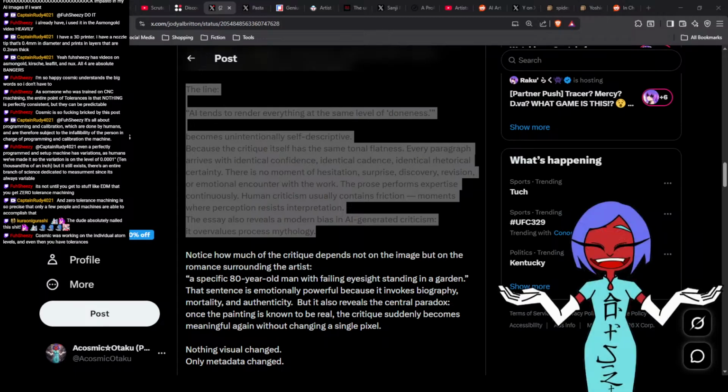Fushigi says, Cosmic was working on the individual atoms level, and even then you have tolerances. Yeah.